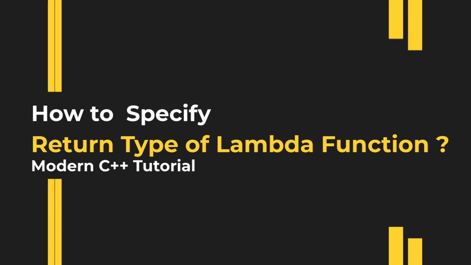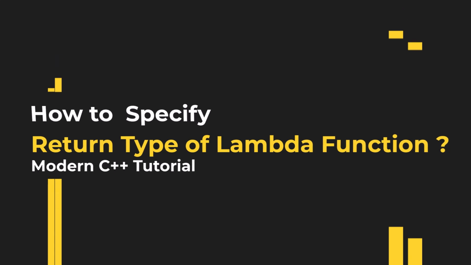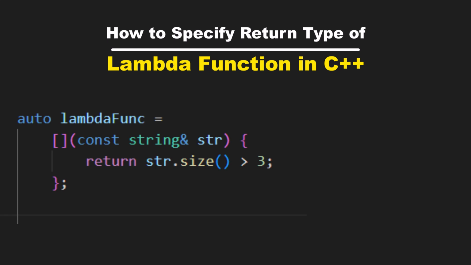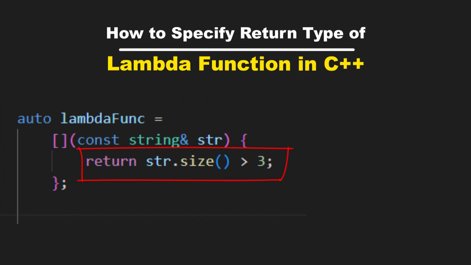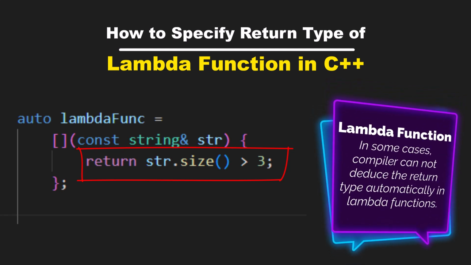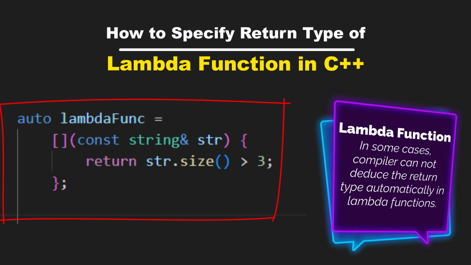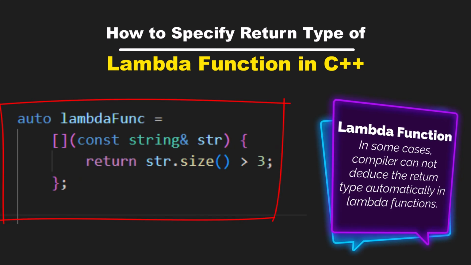How to specify the return type of a lambda function in C++? In most cases, a lambda function can deduce the return type automatically based on the value returned from it. However, in some cases, the return type of a lambda function is not automatically deducible. In such cases, you might need to specify the return type of a lambda function manually while defining it. So in this video, we are going to learn how to do that.